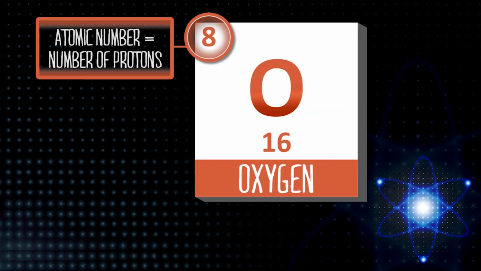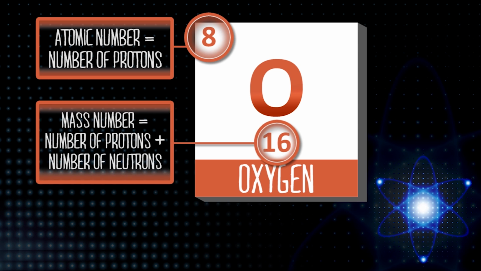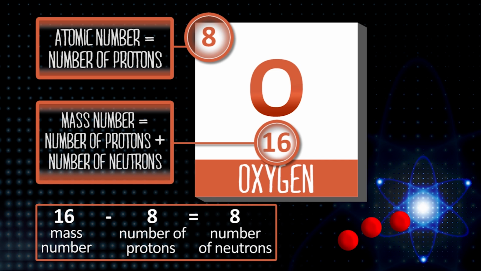So we already know that the atomic number is the number of protons, but what about the bigger number? This number represents the mass number of an atom. The mass number tells you the number of protons and the number of neutrons. The information you see here, the atomic number tells you there are 8 protons, and from this and the mass number we can calculate the number of neutrons, 16 minus 8. So there are 8 neutrons present in the nucleus of an oxygen atom.